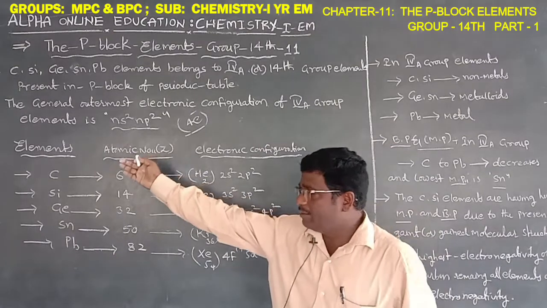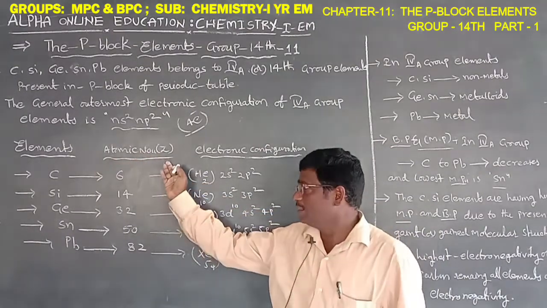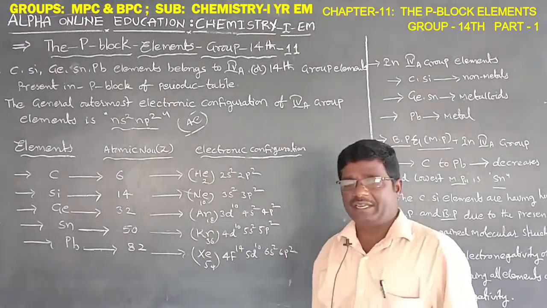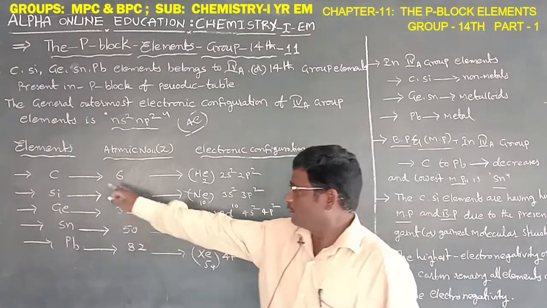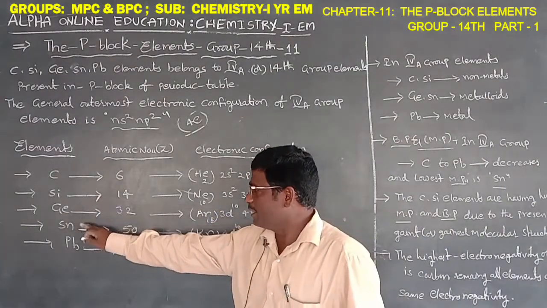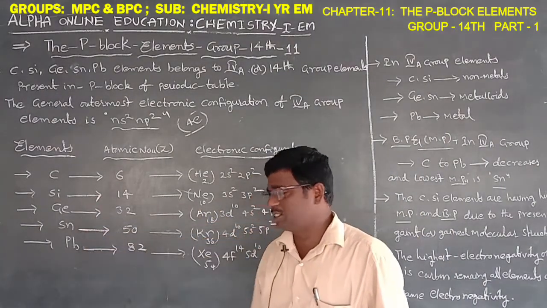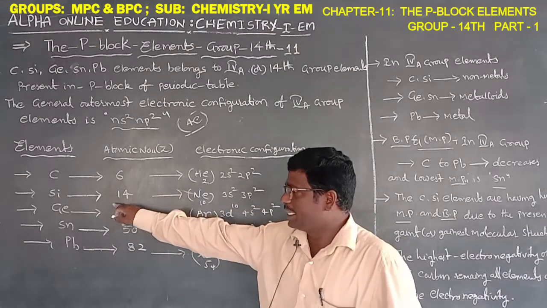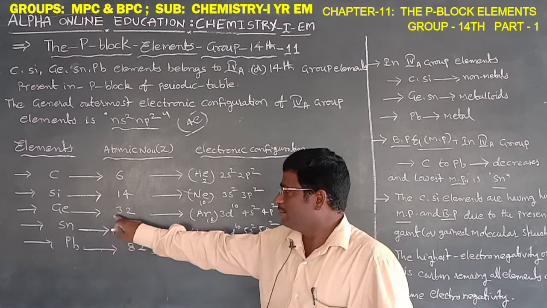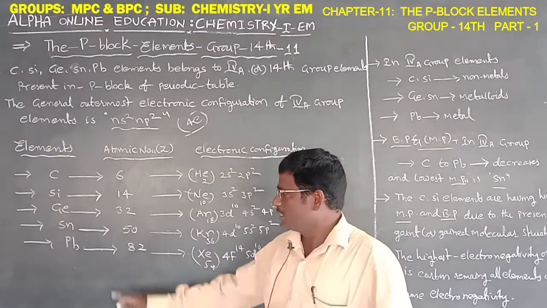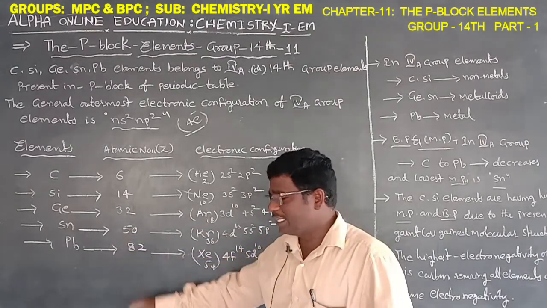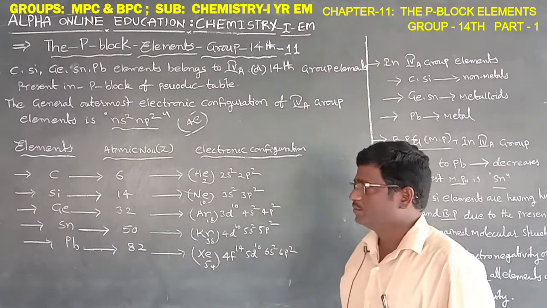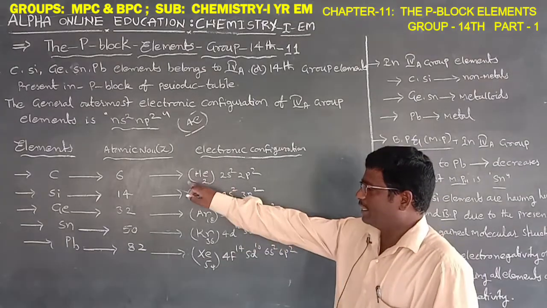Next, the elements, names, atomic numbers and electron configurations. First, carbon, silicon, germanium, tin and lead elements. Carbon atomic number 6, silicon atomic number 14, germanium atomic number 32, tin atomic number 50, lead atomic number 82. So here is the electron configuration.